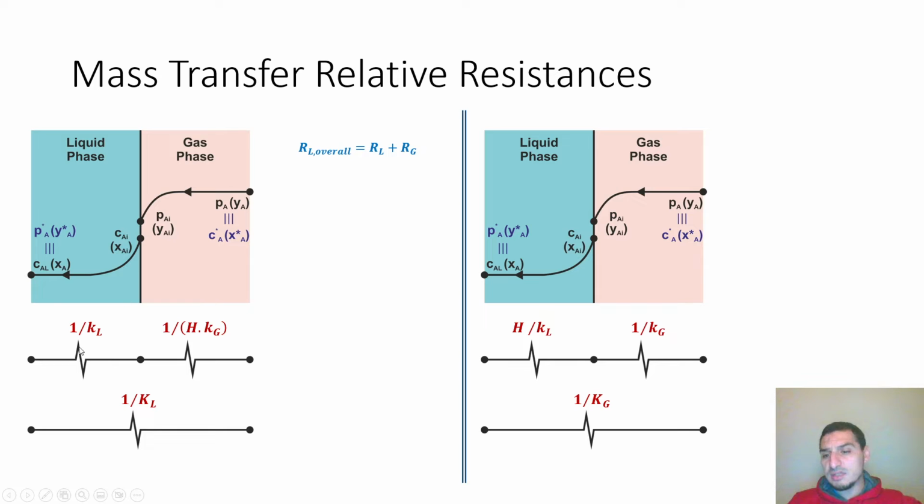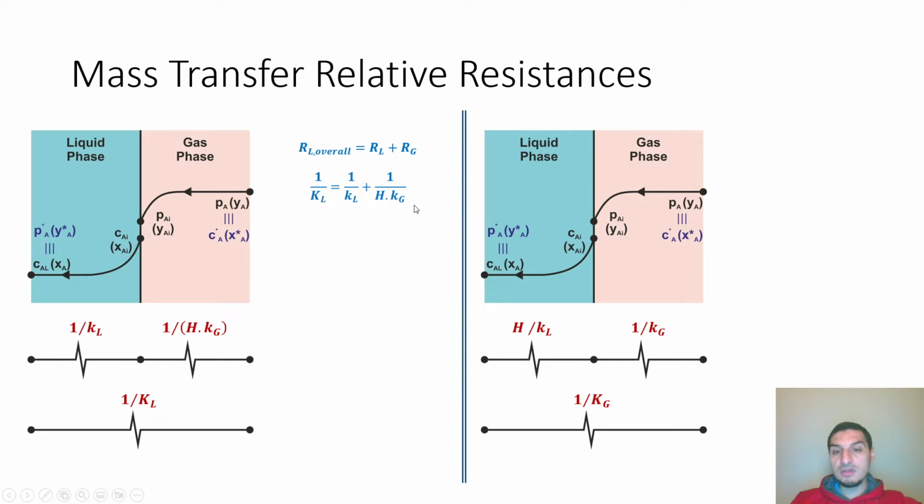For the resistance in the liquid phase, it's 1 over kL. For the gas phase, it's 1 over HkG. And of course, this is using the units of liquid phase. So this is all based on the driving force in the unit of concentration. This is how we describe the resistances. So the overall resistance is 1 over KL. Resistance in the liquid phase is 1 over the lowercase kL, and the resistance in the gas phase is 1 over HkG.